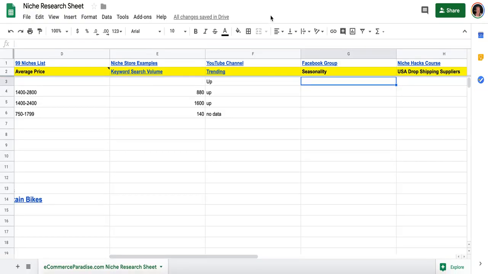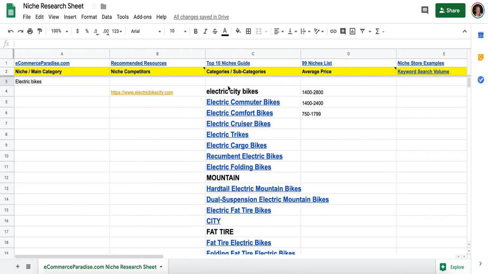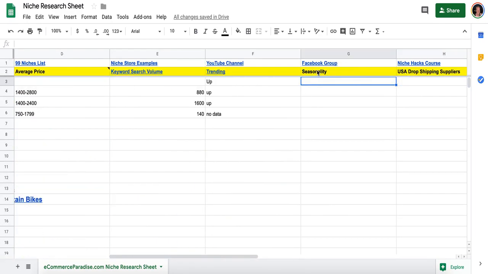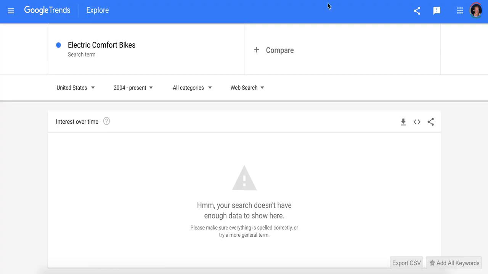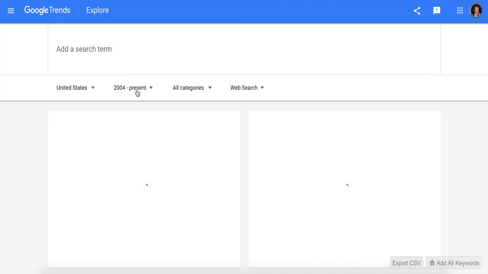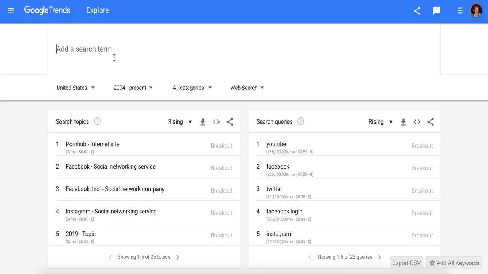Hey, welcome to this lesson on researching the seasonality for each niche and category and subcategory. So we're in the sheet here, and this is the seasonality box. Seasonality can be determined with Google Trends. So in the last video I showed you how to determine trends, general trends, which is 2004 to present.